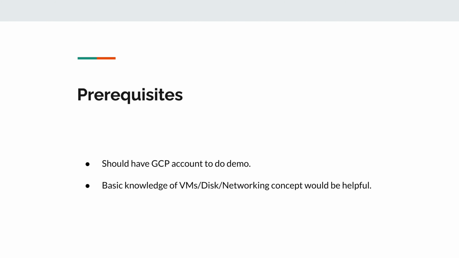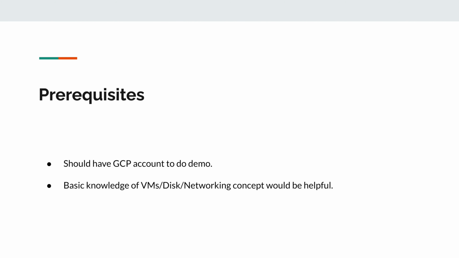All right. Prerequisites. Obviously, you should have a GCP account to do this demo. If you don't, I have already created a video on how you can create a free GCP account and utilize the $300 credit. I will link that video in the card section so you can go ahead and watch it and set up your free account. The second one is kind of optional: having a basic knowledge of VMs, disk, and networking. Some concept of networking would help us, but it is not mandatory. It's completely okay if you don't have this basic knowledge.